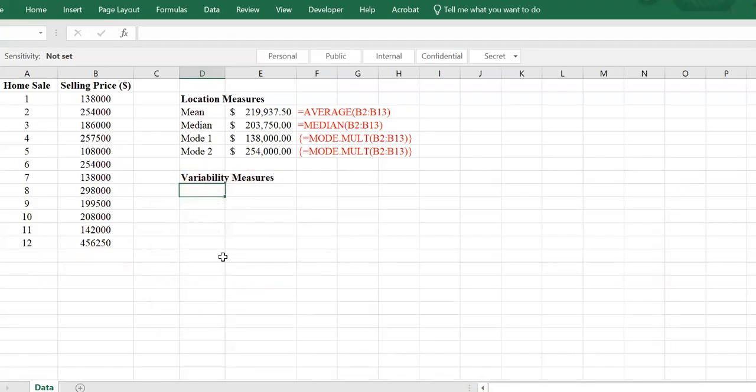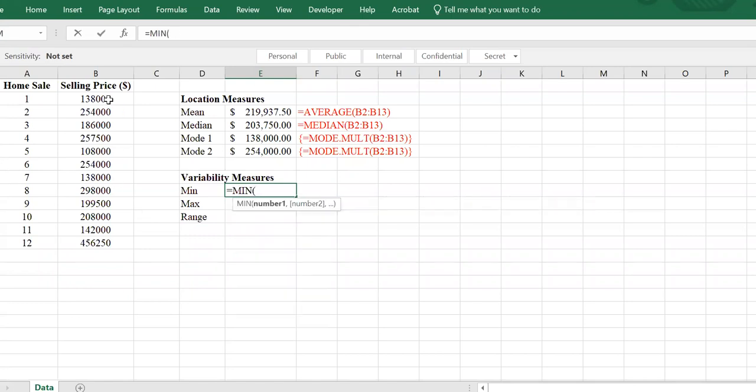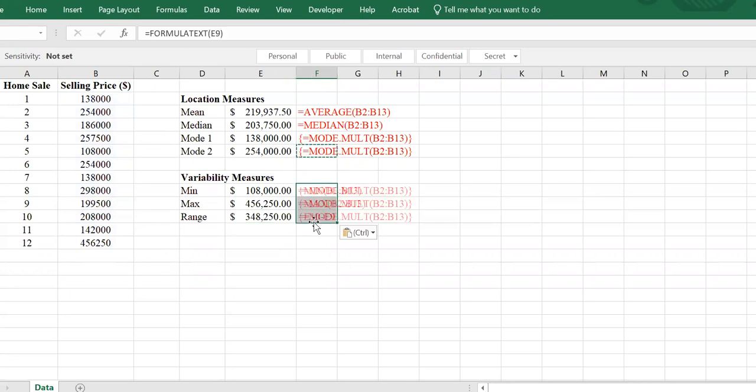So for range, I'm just going to find the minimum and maximum, and then range would be maximum minus minimum. The function for minimum is MIN of a data set. Maximum would be MAX of a data set. And range would be max minus min. You could use max and min in the same cell, but I just wanted to have min and max in 2 different cells here, right?